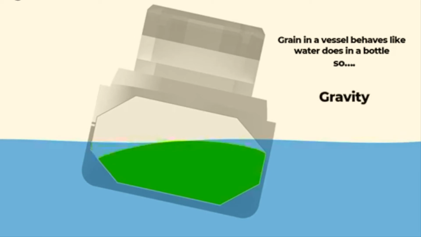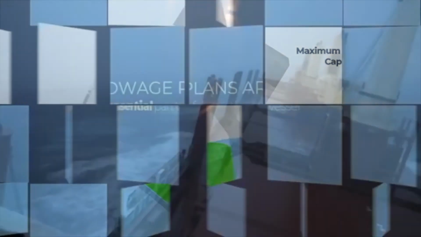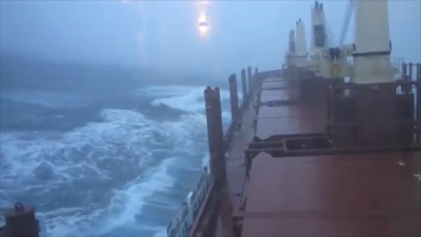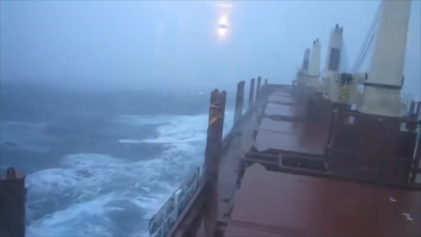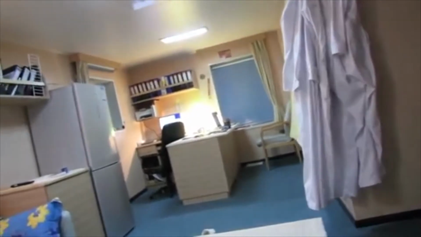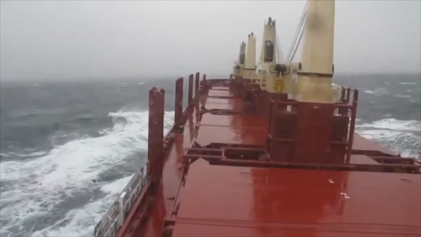Grain in a cargo hold acts like water in a bottle. Especially when weather conditions are bad, it is even easier for the cargo to shift due to vessel rolling. Imagine a bulk carrier loaded with 70,000 tons of grain in weather like this. So now we can understand the importance of trimming and stowing the grain cargoes properly and according to the rules. Miscalculation of ship stability can cause disastrous events.